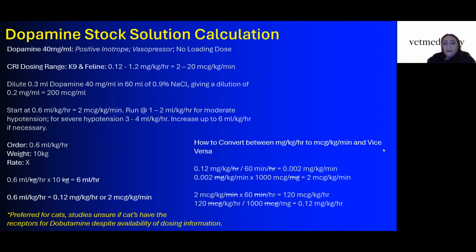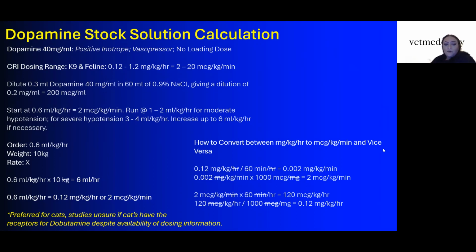So 0.12 mg per kg per hour divided by 60 minutes an hour gives us 0.002 mg per kg per minute. 0.002 mg per kg per minute multiplied by 1,000 mics per mg equals 2 mics per kg per minute. 2 mics per kg per minute times 60 minutes, this is basically the inverse of that process, equals 120 mics per kg per hour. 120 mics per kg per hour divided by 1,000 mics per mg equals 0.12 mg per kg per hour.